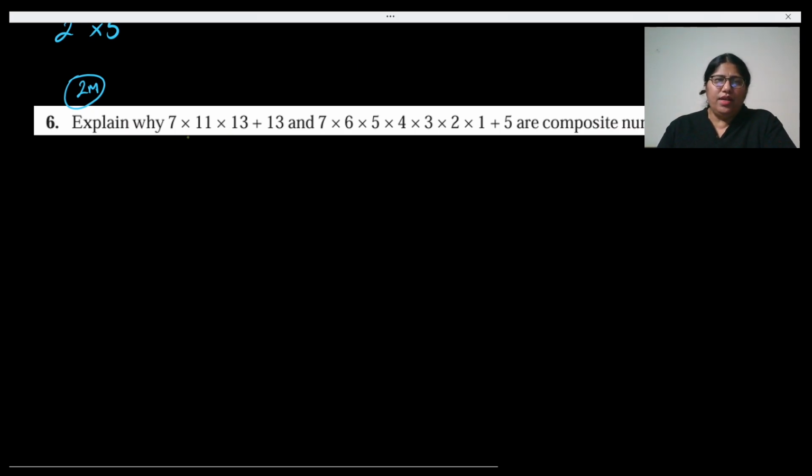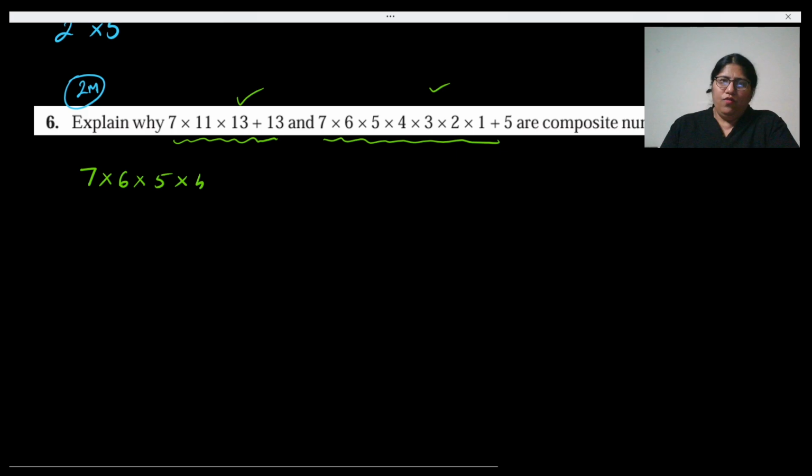So you need to show that there are two different numbers. You need to show that this is a composite number and this is another composite number. So I'm just taking one of the questions here. I'm taking 7 into 6 into 5 into 4 into 3 into 2 into 1 plus 5. Now what is the way to show that it's a composite number? You know that you need to show that there are more than two factors.